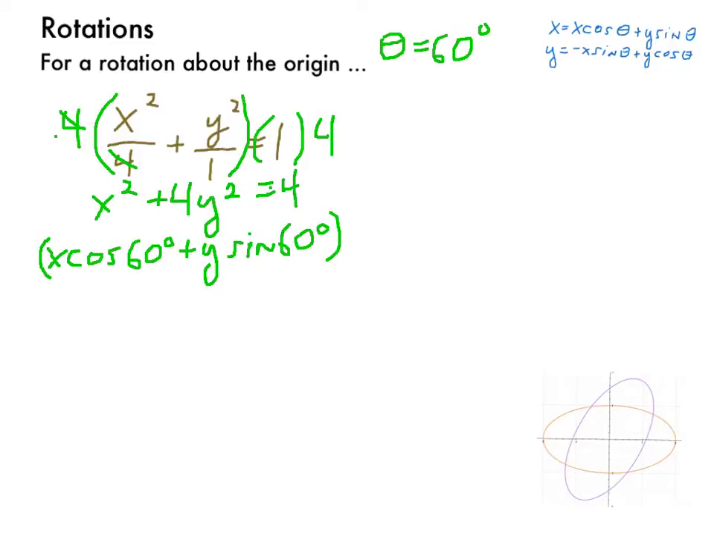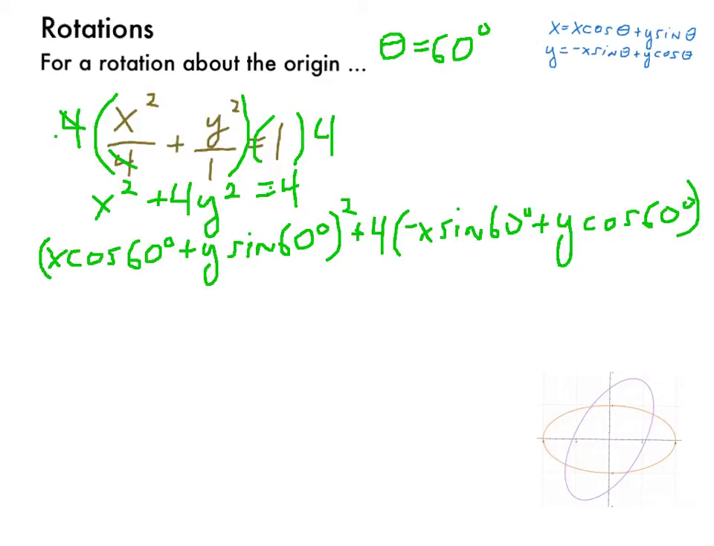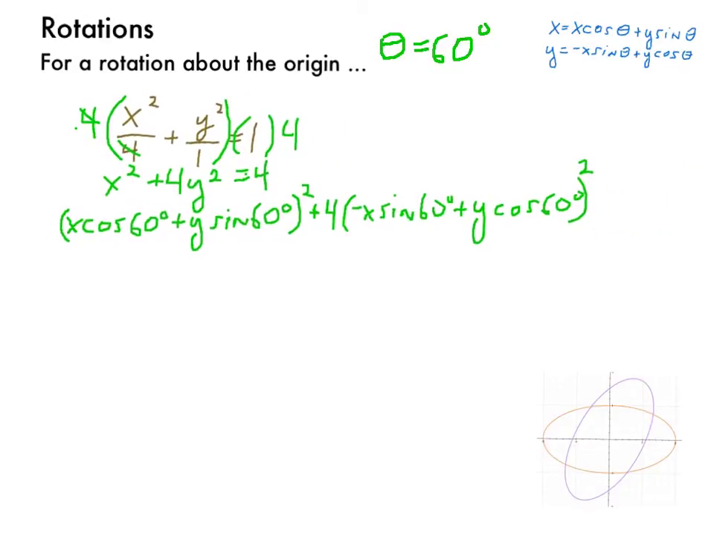And that x value is squared, plus 4 times the y value squared. So the y value is negative x sine of 60 degrees plus y cosine of 60 degrees, and that is squared. I'm running out of room, so let's make that smaller. And that equals 4.